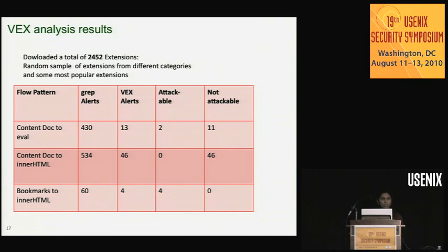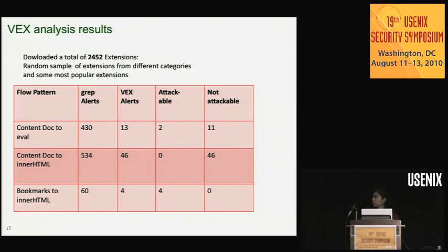To validate our analysis, we downloaded about 2,500 extensions from the add-ons webpage. We got this from different extension categories and from the set of most popular extensions. We found that VEX takes only 15 and a half seconds to analyze each extension on average.